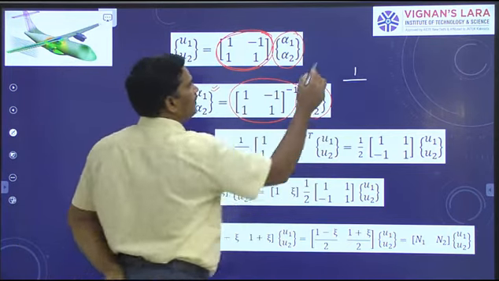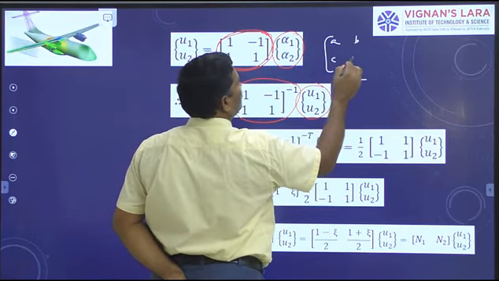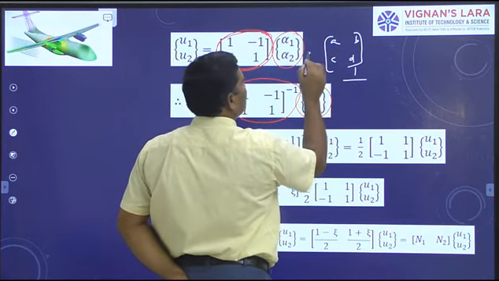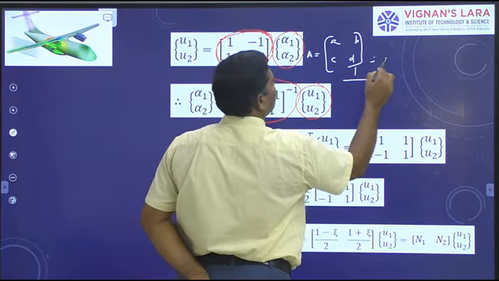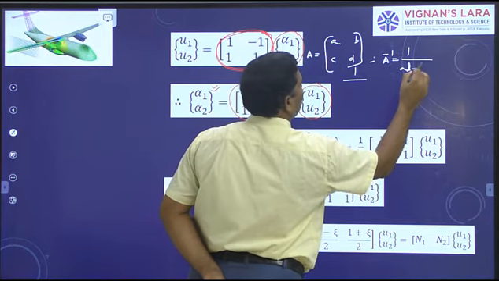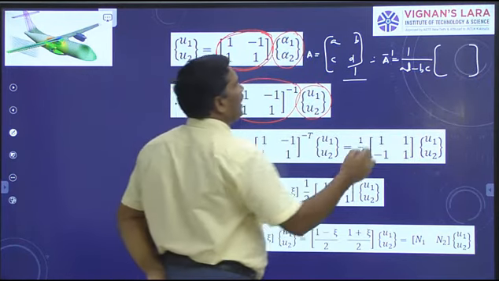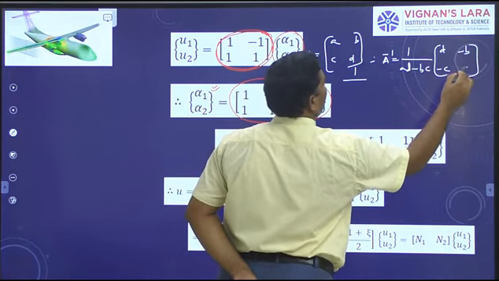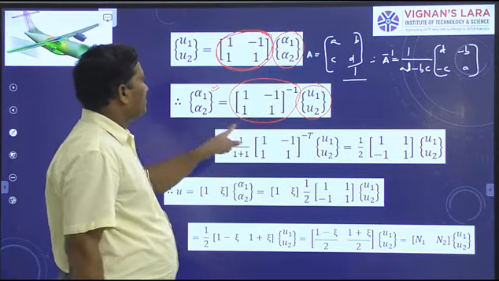Okay. I write a formula. If we have a matrix with elements A, B, C and D, how do you get the inverse of this? I say this is the matrix A. Now, the inverse of this matrix equals 1 by AD minus BC into a 2 by 2 matrix having the elements D, minus B, minus C, A. We use this formula.